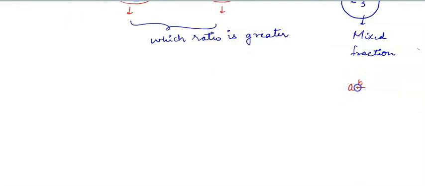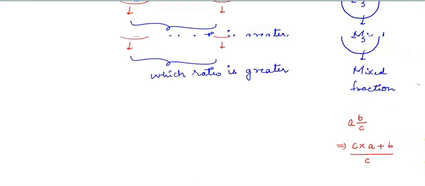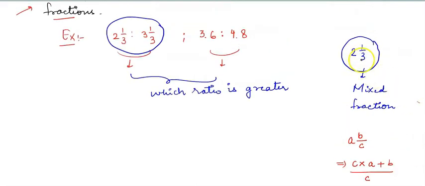Suppose you have a is to b by c type, then to convert the mixed fraction into a simple fraction, you simply multiply c with a and then add b and then divide it by c. Just do this, right? So here in place of c we have 3, and in place of a we have 2. So 2 into 3 is 6, plus b, that is 1, divided by c, that is 3. So this will be equal to 7 divided by 3, right?